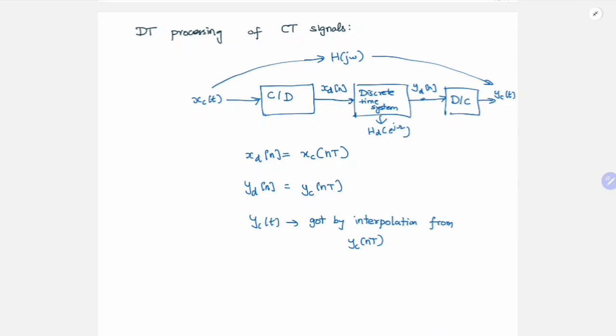So mathematically we will see how to get this relation between h of j omega and hd of e power j omega in the next class.